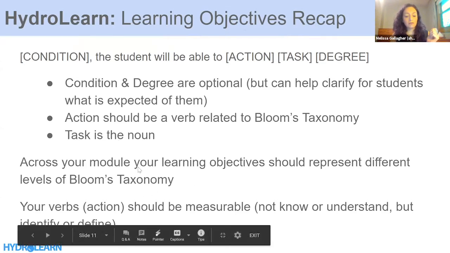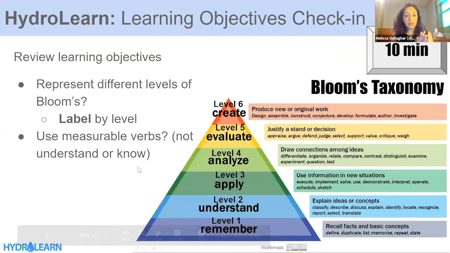Thinking about 2 main things with our learning objectives. One is that they should represent different levels of Bloom's taxonomy, not necessarily an even distribution, but a distribution that makes sense for your course. One way that we can help to determine and check over our learning objectives if they represent different levels is to label the level. So I saw a lot of people yesterday putting in parentheses or brackets that this learning objective is a level 1, or it's a level 3, or it's an analyze. And so that really helps to look for those levels.